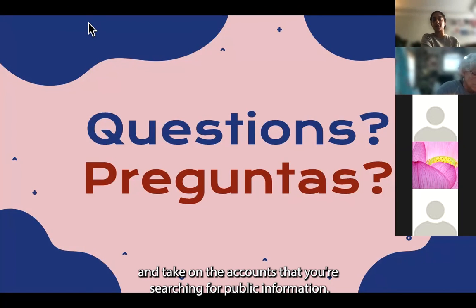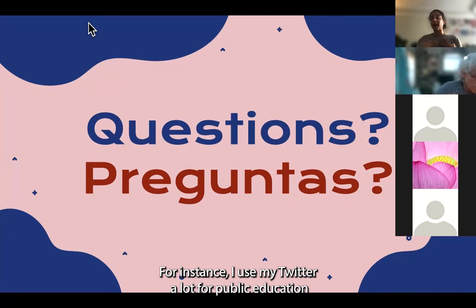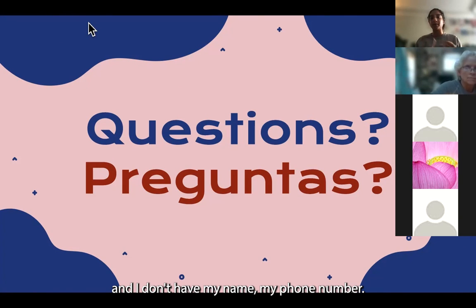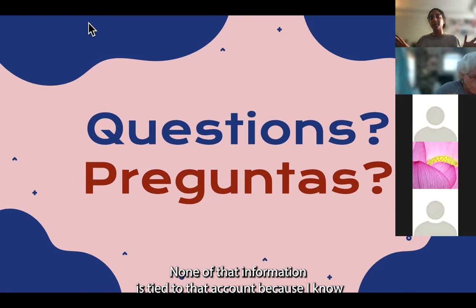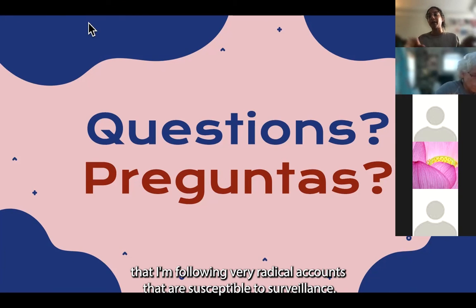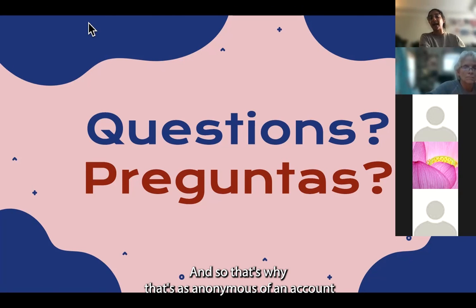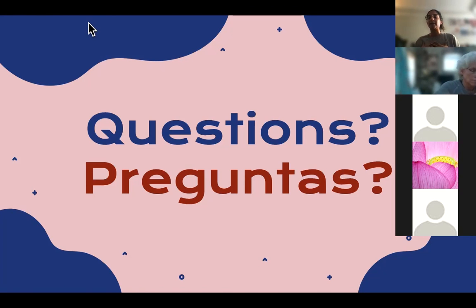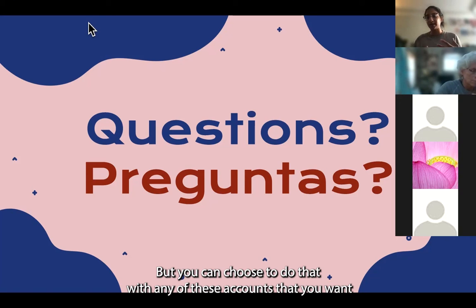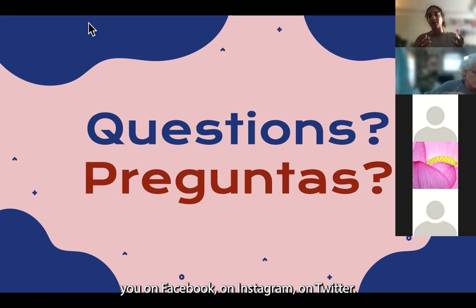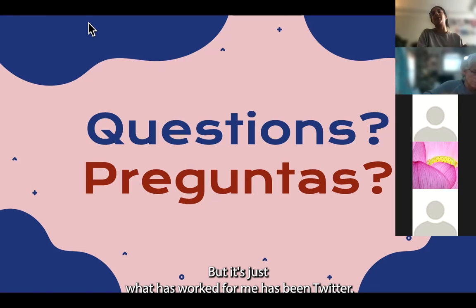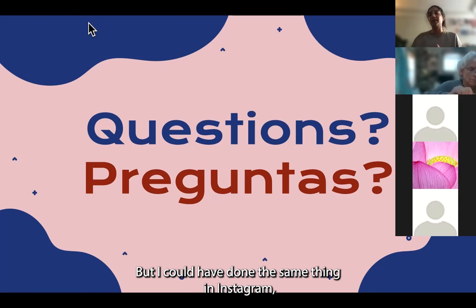On the accounts where you're searching for public information, for instance, I use my Twitter a lot for public education, and my name and phone number, none of that information is tied to that account, because I know that I'm following very radical accounts that are susceptible to surveillance. So that's as anonymous an account as I can make it for the purpose of my education. You can choose to do that with any of these accounts, on Facebook, Instagram, or Twitter. What has worked for me has been Twitter, but I could have done the same thing on Instagram or Facebook.